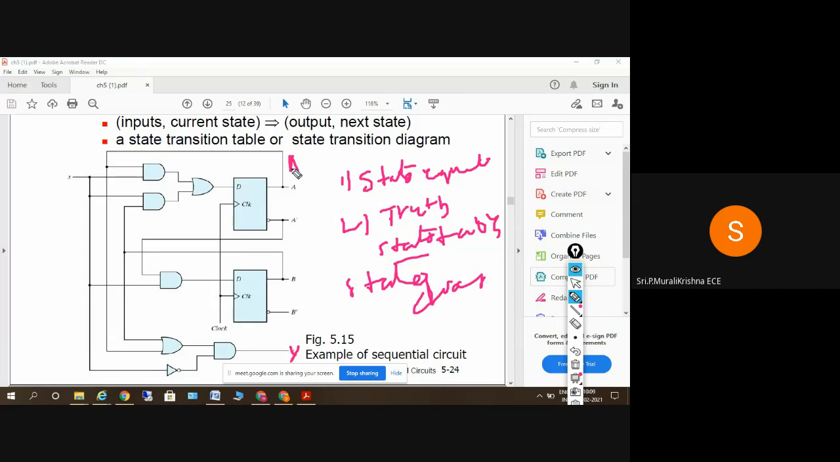So what I can say here is, I need to find the next state equation of A of t plus 1, and I have to find B of t plus 1, and I have to find the value of Y. So check the circuit there. In that circuit, what is the function of a D flip-flop? What is a D flip-flop generally?